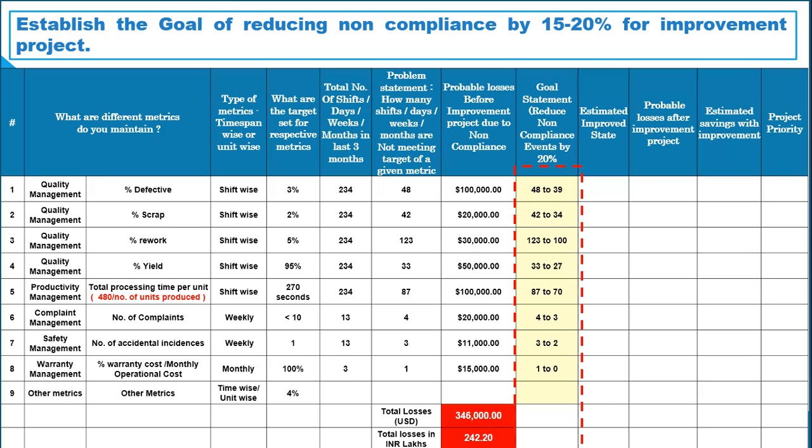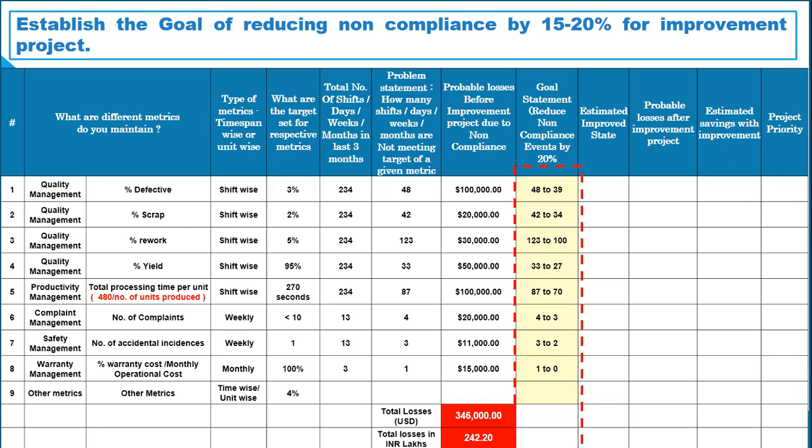So when 48 was your number of non-compliant weeks for the last 3 months of data for percentage defective, here you can see, I'm just highlighting it over here, 48. The goal would be 48 to 39. So reduce the number of non-compliant weeks from 48 to 39. For percentage scrap, reduce the number of non-complying weeks, again, let me repeat, we are talking about the number of non-complying weeks, from 42 to 34. And likewise, we'll set the goal for each and every metric. That is the next thing we did.